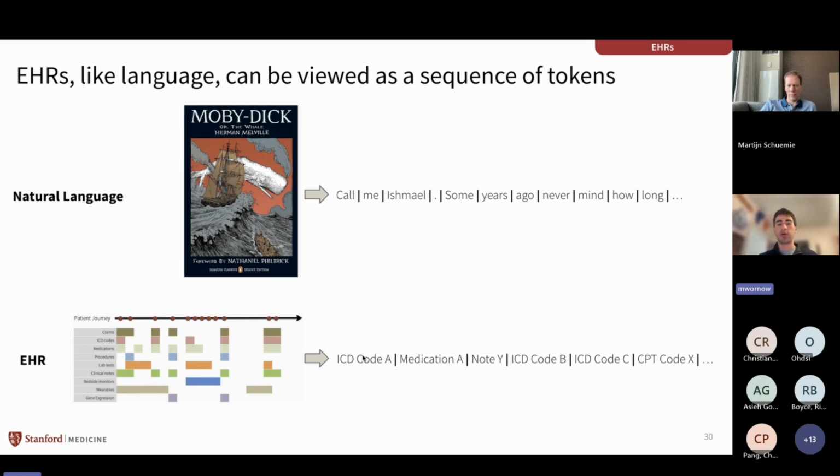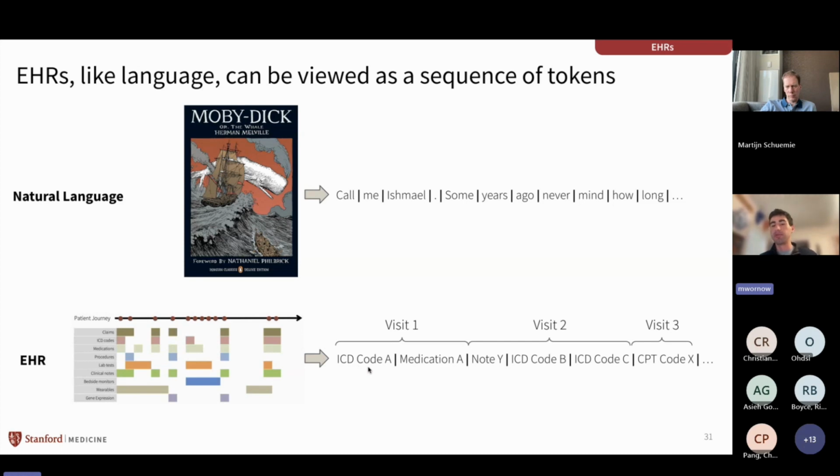A patient's medical history is also basically a sequence of words ordered from left to right, where instead of words, we have ICD codes or medications or CPT codes or things like that. But the analogy here is basically almost identical. And what Ethan's done, and what a lot of folks have done, is basically take the mechanism, the technologies, the transformers, the GPT-style models that we apply to natural language and map them directly onto the EHR, thinking of the EHR as a sequence of tokens, right?